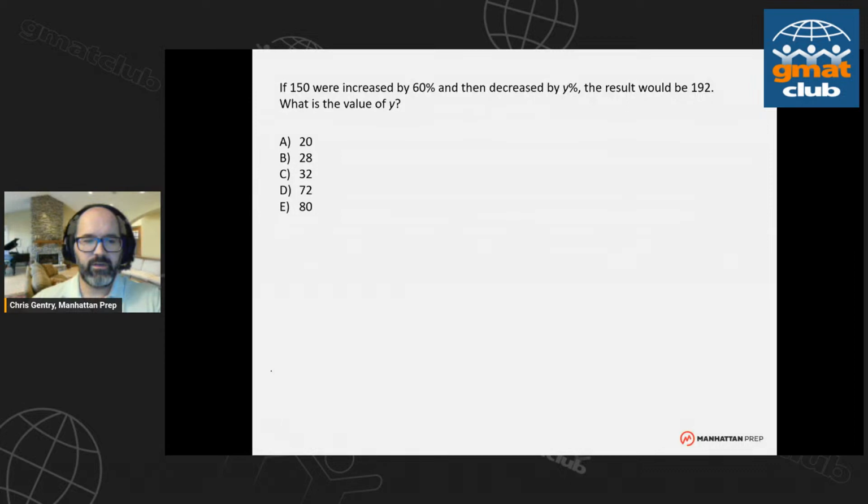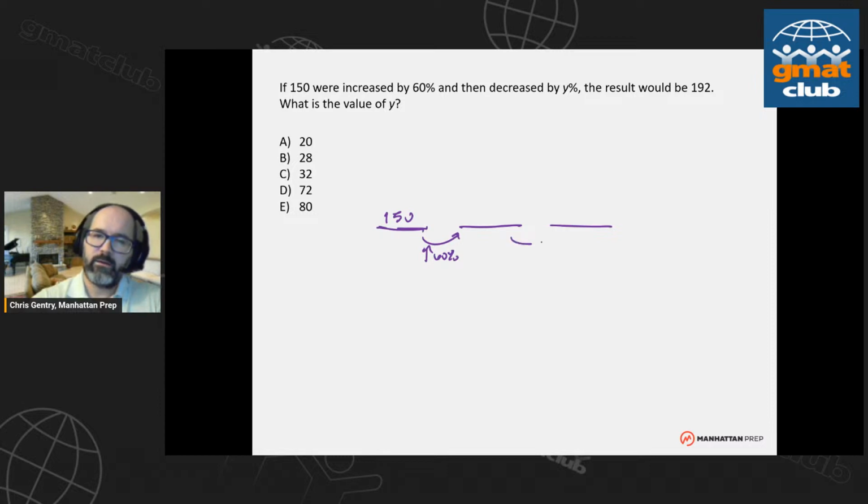This one, a very classical percent change phrasing. Again, track my steps here. I have an original, and then I have sort of two intervals of change. My original is 150. I will increase that by 60%, and then I'll decrease it by Y%, and my result is 192.